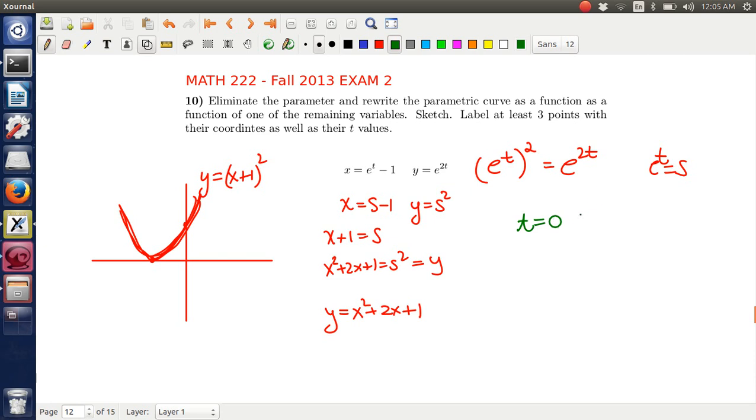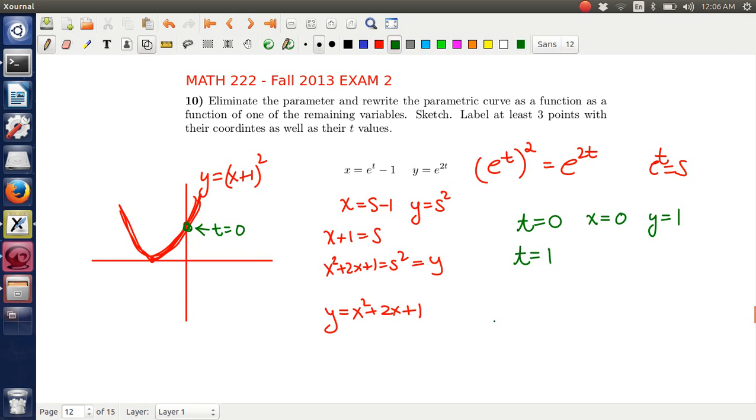So at t equals 0, we're going to have x is e to the 0 is 1, so minus 1 is 0. And e to the 0 is 1. So at t equals 0, you have x is 0, y is 1. So this is t equals 0. Huh, that's interesting. Well, what about t is equal to 1, or t is equal to e, or t is equal to natural log of 2? You could pick things like that.